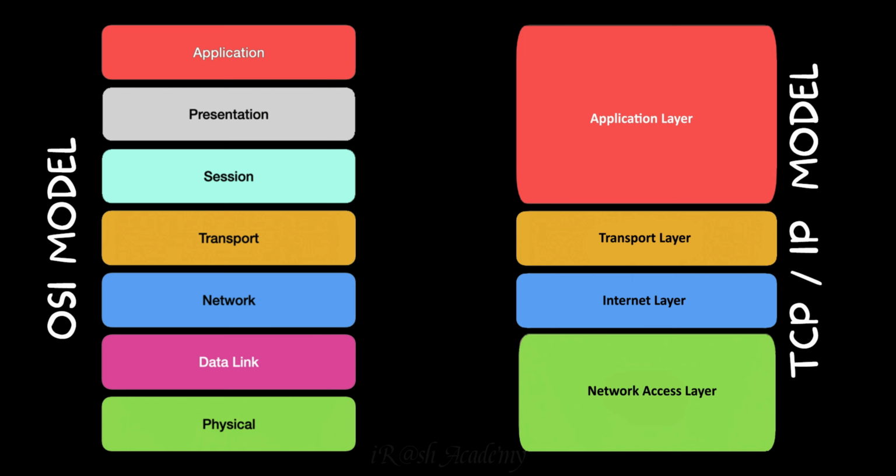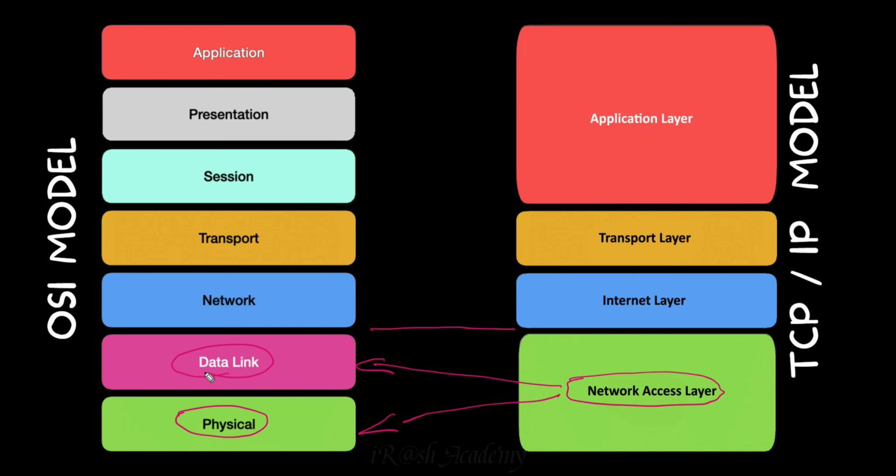Now let's have a look at the OSI model and the TCP/IP model together. As we mentioned, the OSI model has 7 layers and the TCP/IP model has 4 layers. Starting from the bottom, layer 1 of the TCP/IP model is called the network access layer. But in the OSI model, this network access layer is divided into 2 layers, called the physical layer and the data link layer. The functionality of these categories remains the same.